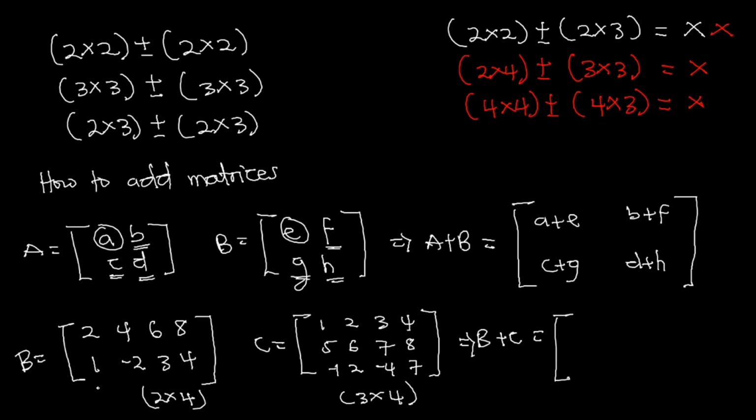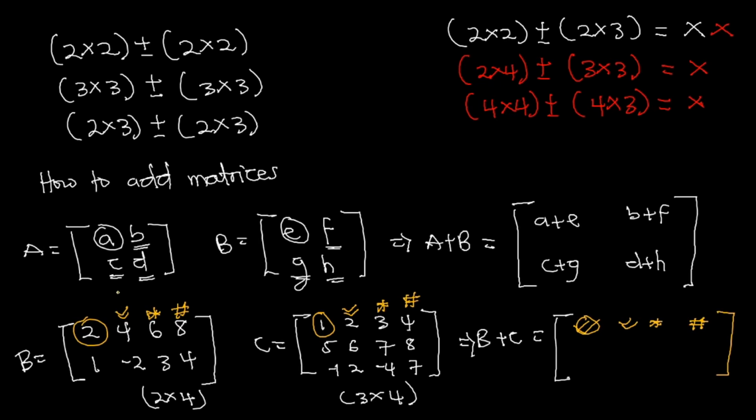So, let me use another color, we can add the 2 over here to the 1 over here, then we add the 4 over here to the 2 over here, then we add 6 over here to this, then we add the 8 over here to the 1 over here. Now you get to realize when we are adding the rows, we can add them and we have their answers respectively over here.